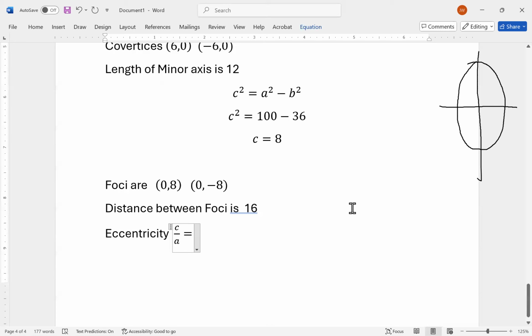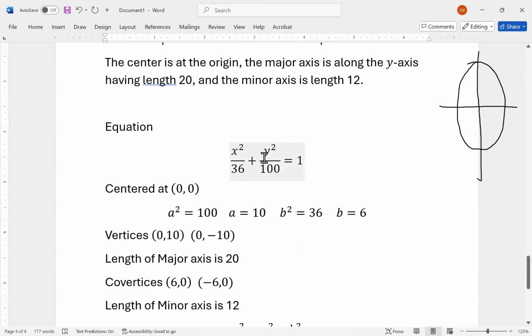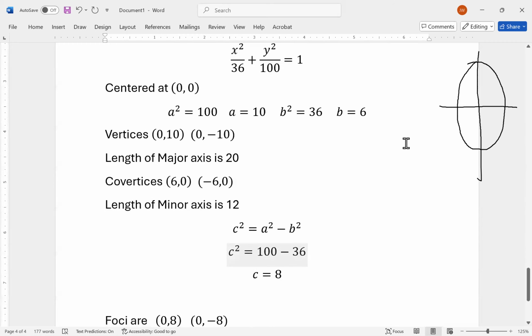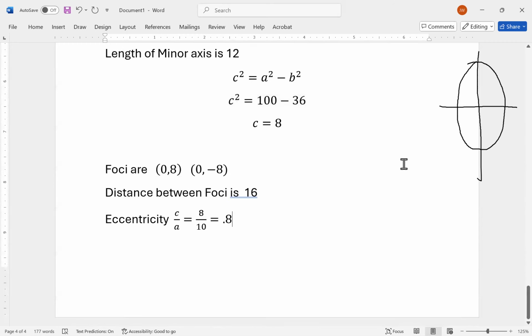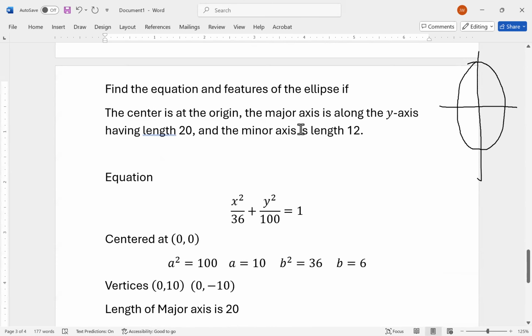Eccentricity is c over a. Remember that a was 10, c was 8. So eccentricity is 8 over 10, which is 0.8. Once again, we have an ellipse, the eccentricity of which is between 0 and 1. So that's how we could find the equation of an ellipse and then find the features of that ellipse, given just a few features to begin with.